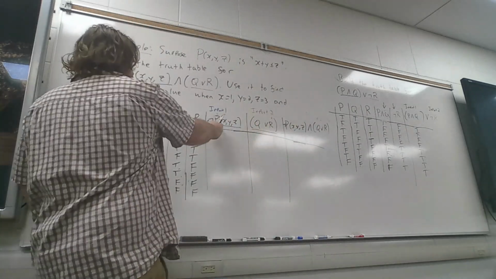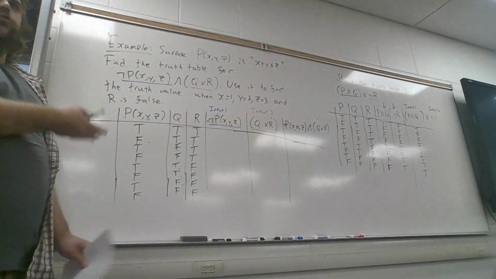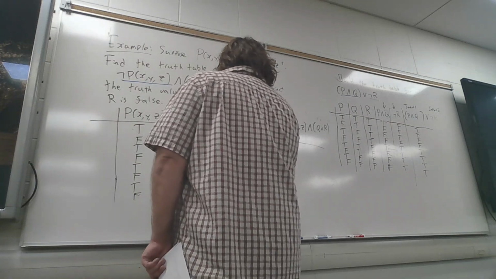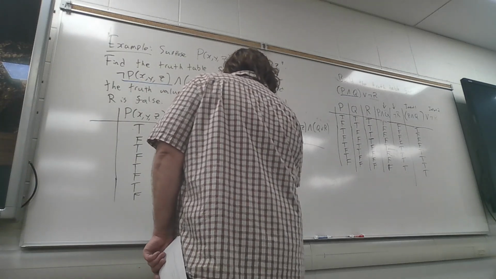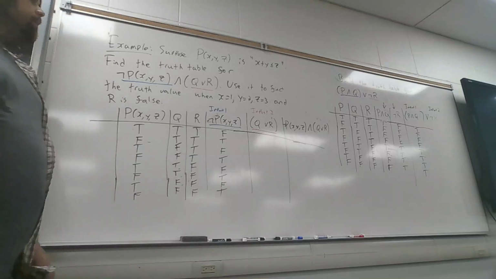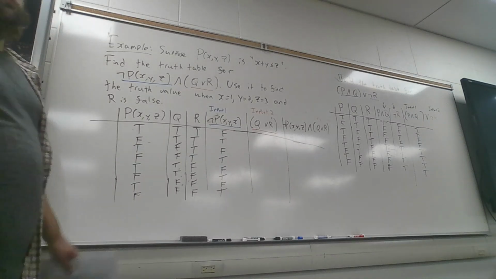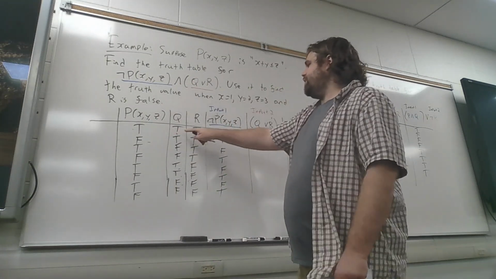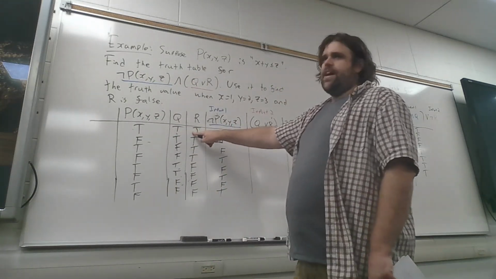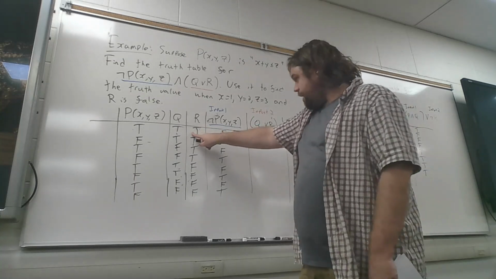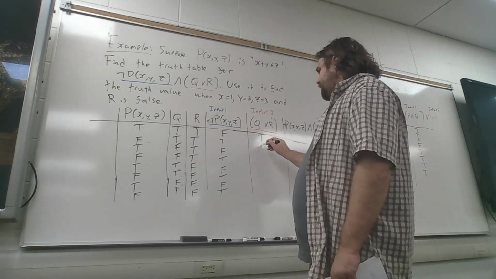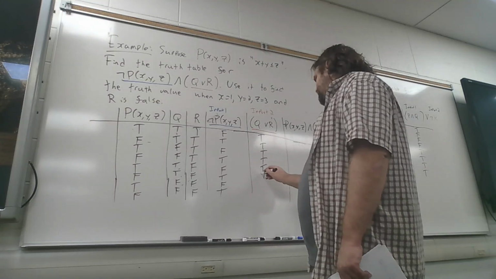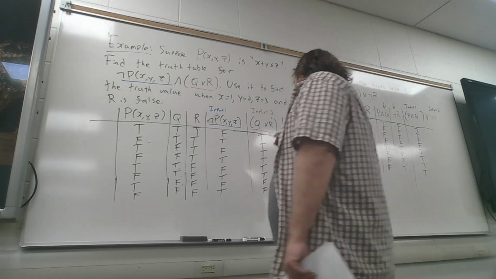So not P of x, y, and z, we just flip the values, right? True becomes false, false becomes true. So F, T, F, T, F, T, F, T, like that. And then input 2 is similar to the last example we did. So this is Q or R. So that's these two things, Q or R. So the only time we write down F is when they're both F. So T, T, T, T, T, T, F, F.